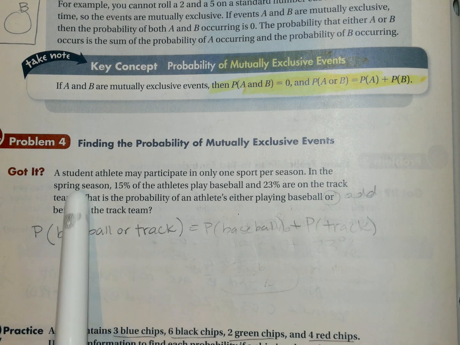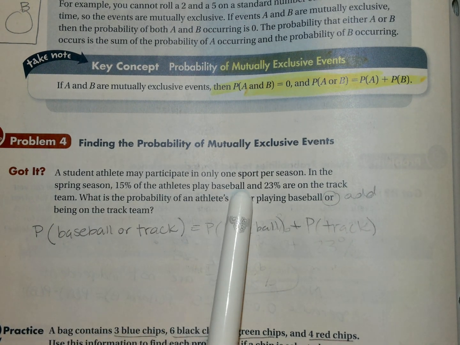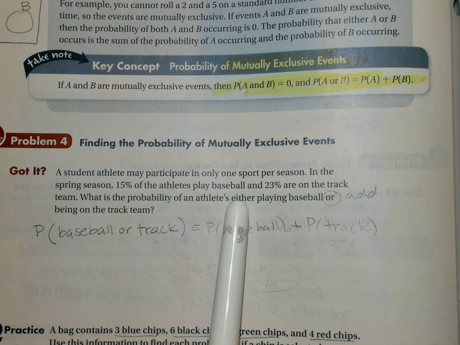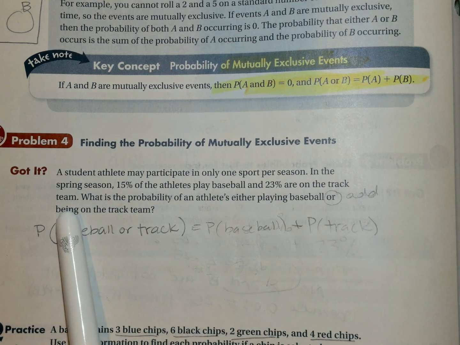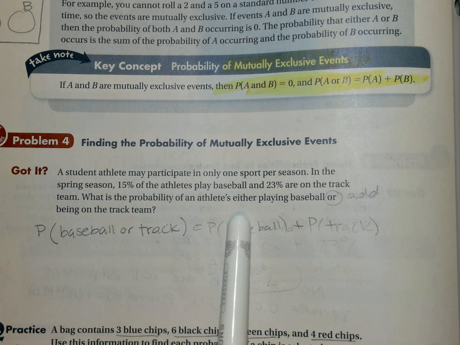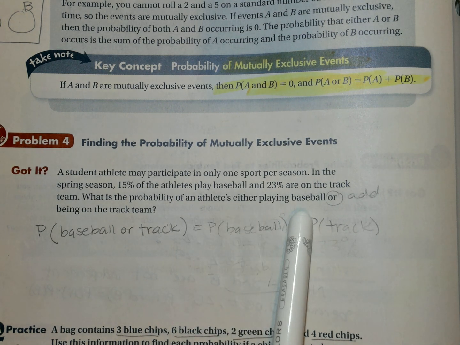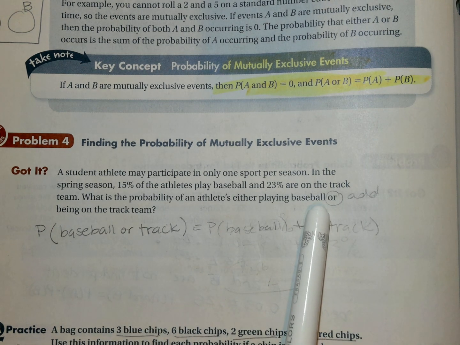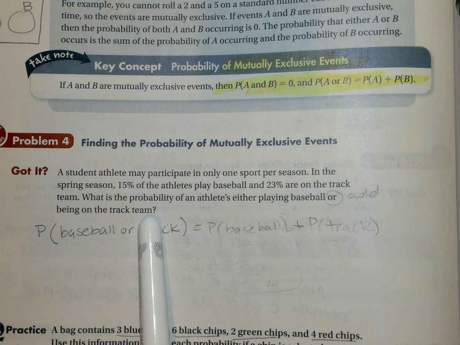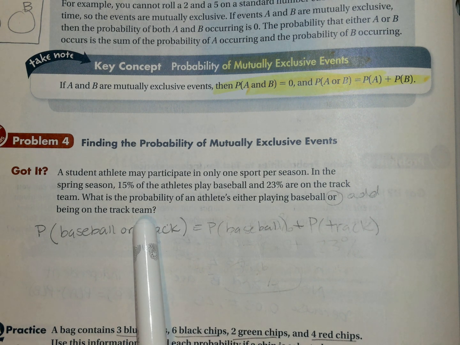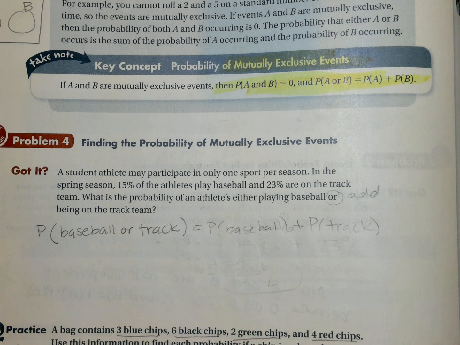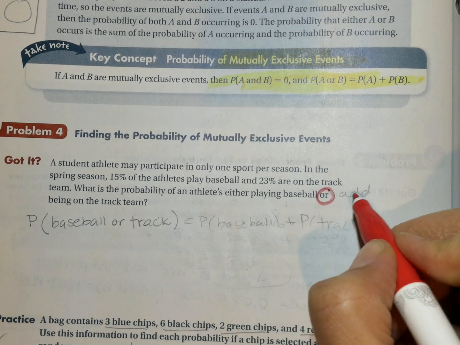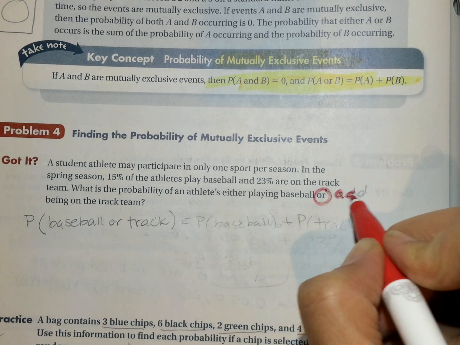Okay, so it says a student athlete may participate in only one sport per season. In the spring season, 15% of the athletes play baseball and 23% are on the track team. What is the probability of an athlete either playing baseball or being on the track team? Notice that if it said and, they can't be playing baseball and on the track team because it's the school's rule that they have to only be in one sport per season. The important word to notice is or, which means you need to add.